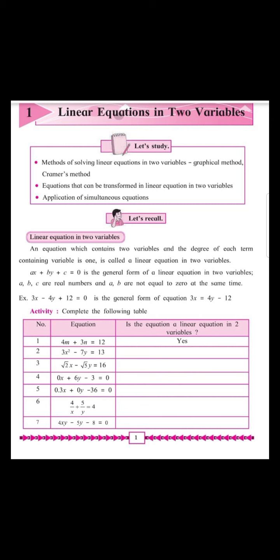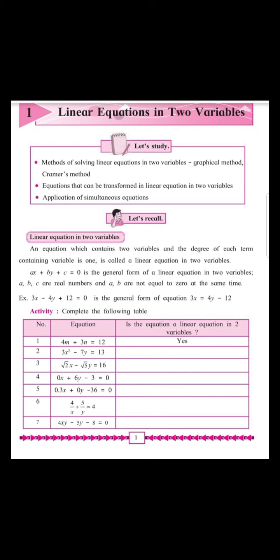Now see example number 2. What is example number 2? 3x square minus 7y is equal to 13. 3x square. There are two variables present. Which are the two variables? X and y. But the degree of the first term, 3x square, what is the degree of x? 2. That's why the degree of x is 2. So this equation is not a linear equation in two variables. So what is your answer? Is this equation a linear equation in two variables? No. So your answer is no.